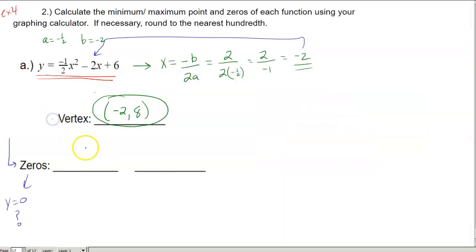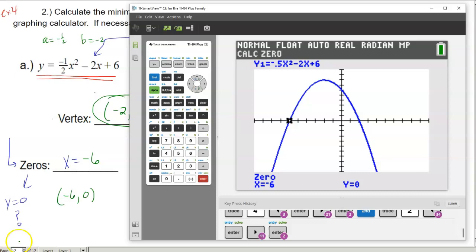So if I went back to my problem, one of the zeros is x equals -6, right? Which means that if I plug in -6, it gives me 0. It gives me a 0 for the height or the y value. Now if I want to find the other 0, I just have to do that same exact process.